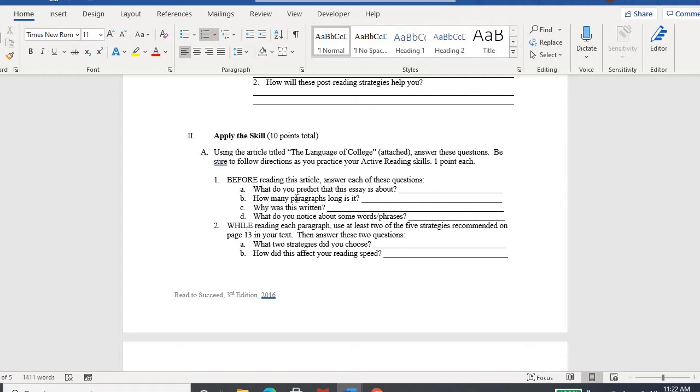So before you read the article, you're going to answer Roman numeral 2, A1. It just has 4 parts. Before reading the article, what do you predict this essay is about? How many paragraphs long is it? Why was it written? And what do you notice about some words or phrases?